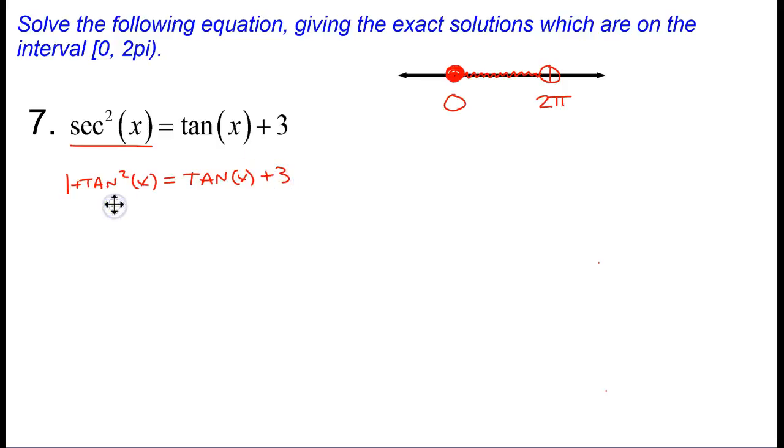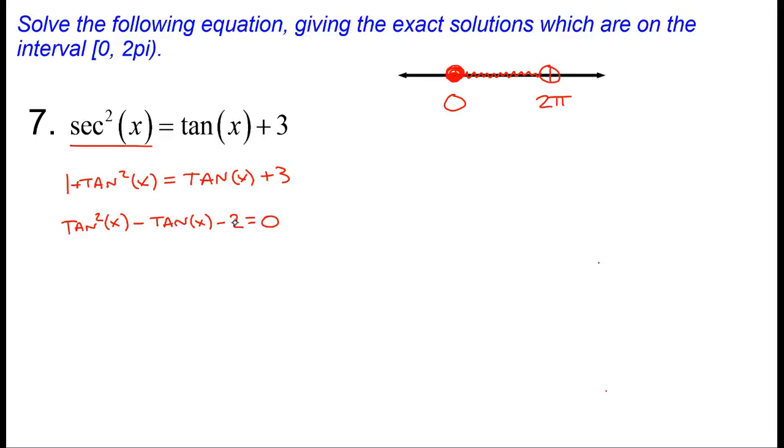Some of you still don't have any idea what to do at this point, and that's okay, but pay attention to a little algebraic magic as I rearrange this equation. I'm going to write it as tan squared of x minus tan of x minus 2 equals 0. What I did is subtract tan x from both sides, and subtract 3 from both sides. 1 minus 3 is negative 2.